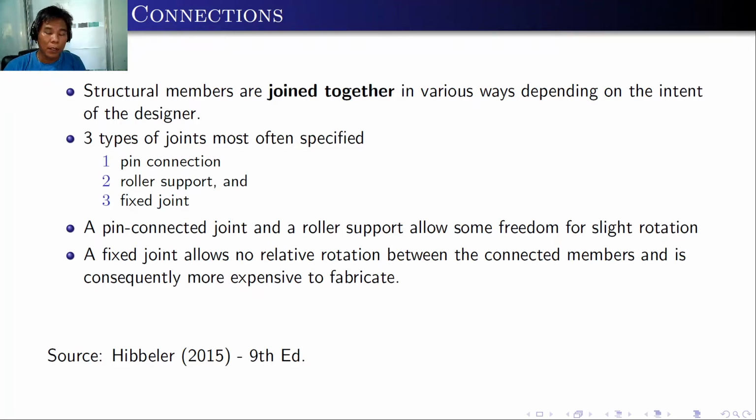Structural members are joined together in various ways depending on the intent of the designer. And there are three types of joints which are mostly used in our structures. First is the pin connection, second roller connection, and the third one a fixed joint. A pin connected joint and a roller support allow some freedom for slight rotation, while a fixed joint allows no relative rotation between the connected members and is consequently more expensive to fabricate.